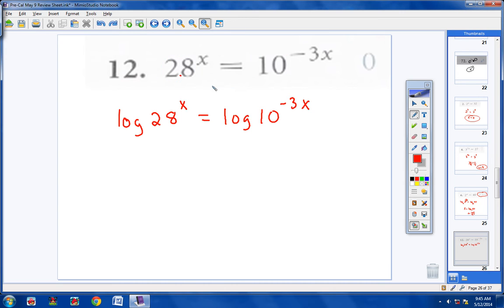Now look what I can do next, guys. See this x right here? Where can I write it? Right there. See this negative 3x? Where can I write it? Well, you know.